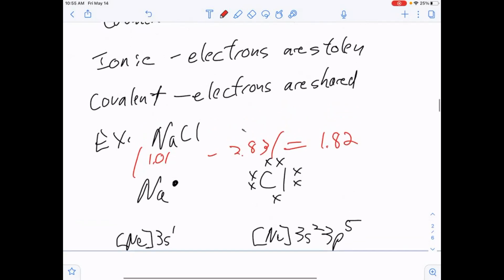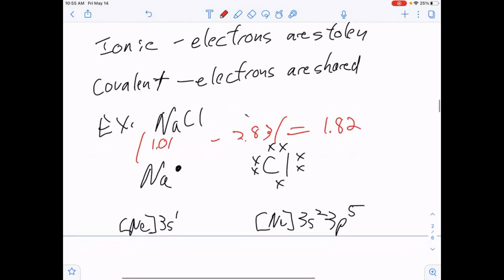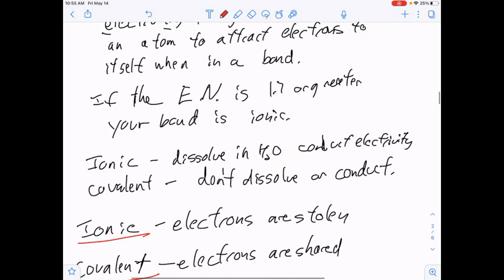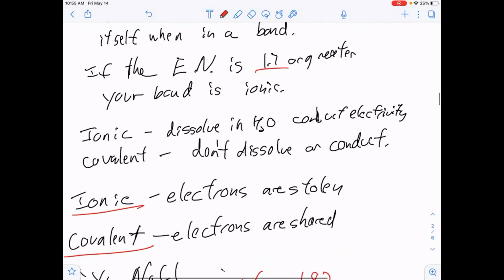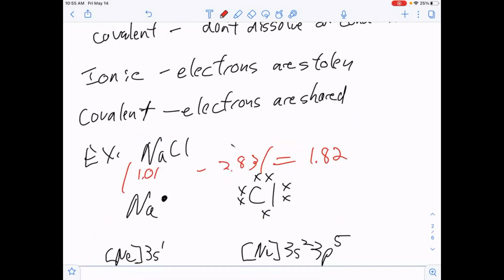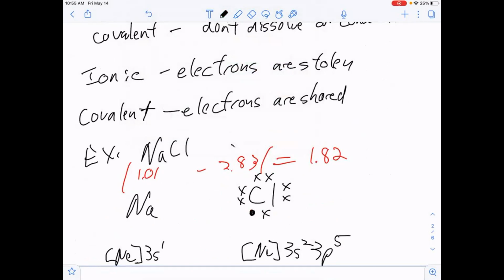So 1.01, 2.83. So what's going to happen here? Is my bond going to be ionic or is my bond going to be covalent? Ionic. Yeah, because it's above 1.7, it's going to be ionic. So what that means is the chlorine is so strong, it's just going to steal that electron from the sodium and take it.